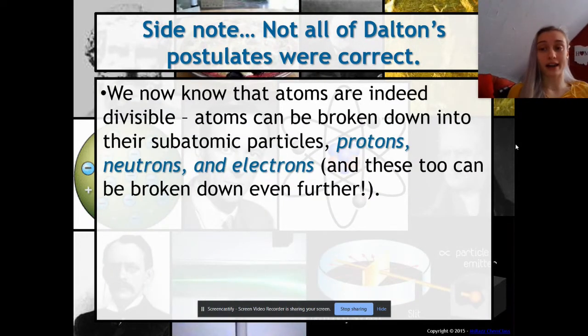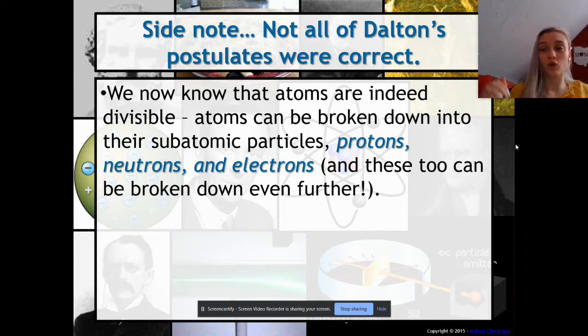And so I already kind of talked about this, but I said that as we went through each one of Dalton's postulates, so remember that was those 4 conditions I went through earlier. As I went through them, I kind of told you, this is pretty true. This is, for the most part, on the right path. Or I said, this is not accurate.